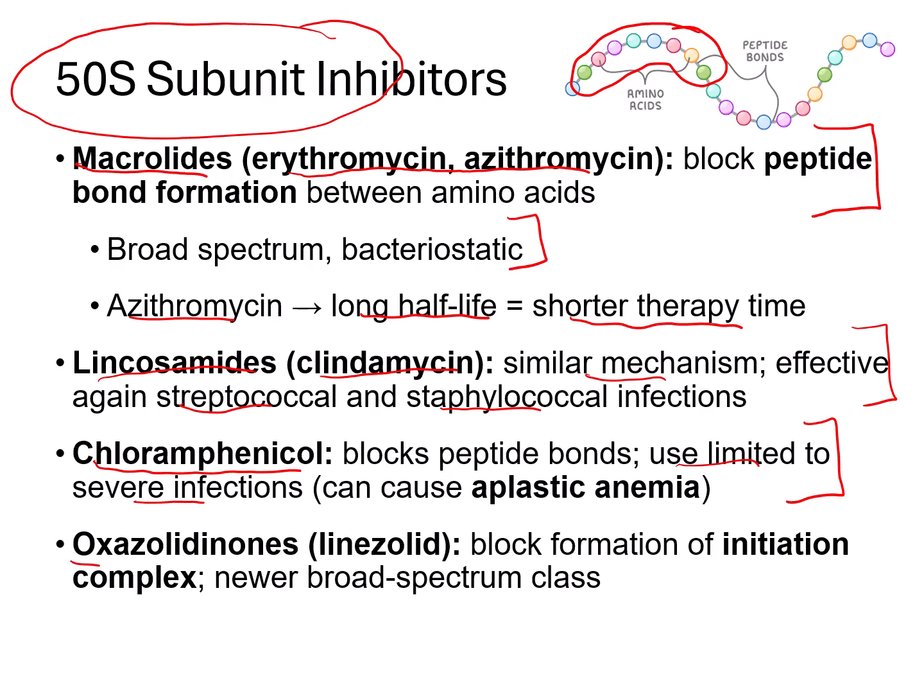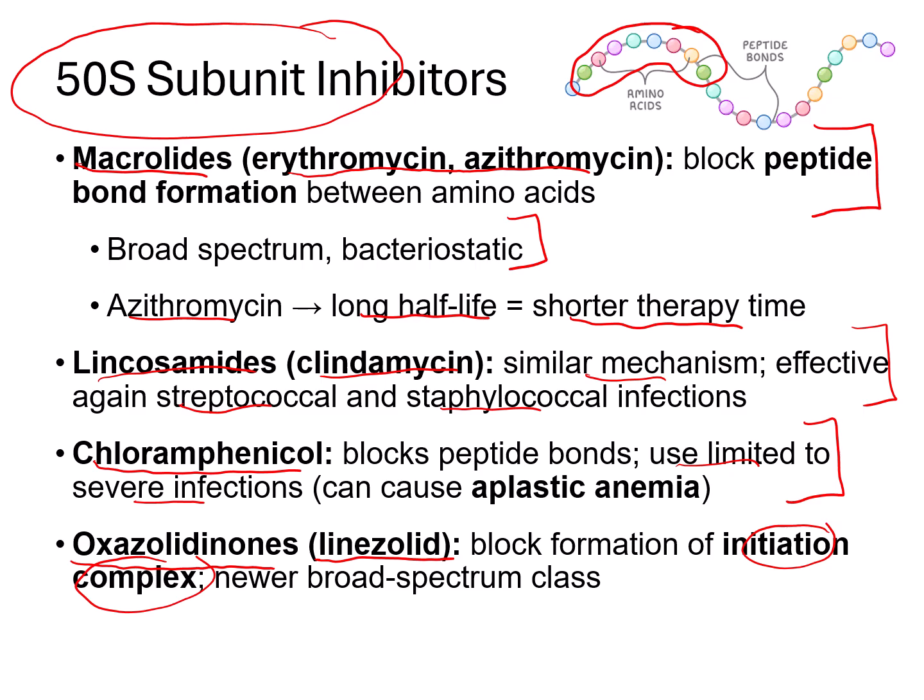Finally, we have the oxazolidinones, like linezolid, and these block formation of the initiation complex. Remember, that is when we first get everything together, the messenger RNA, the small subunit, that tRNA, and the large subunit. And these are a newer drug class that can actually work against MRSA, methicillin-resistant Staphylococcus aureus, as well as VRE, vancomycin-resistant Enterococcus bacteria.